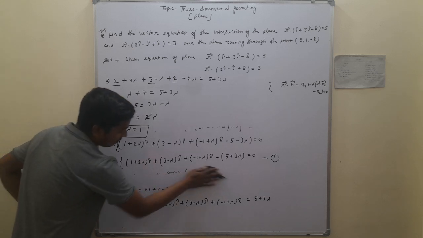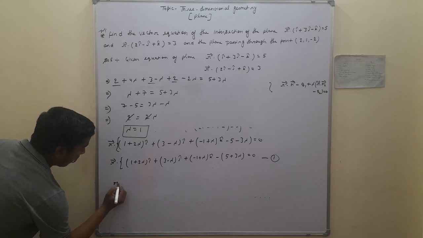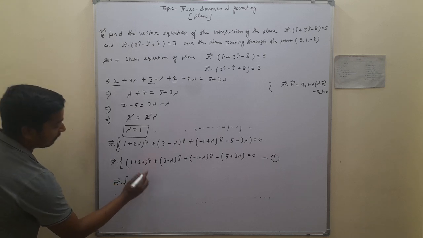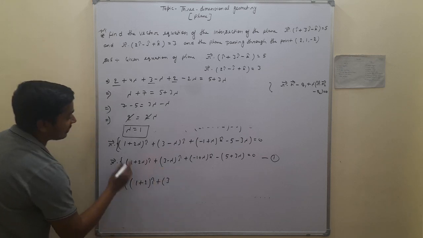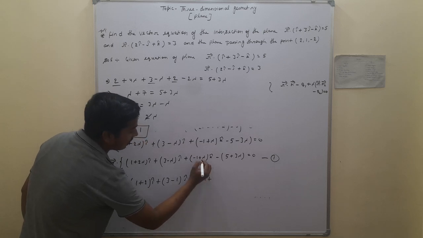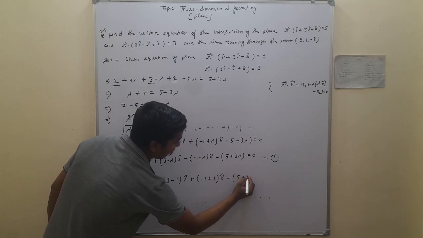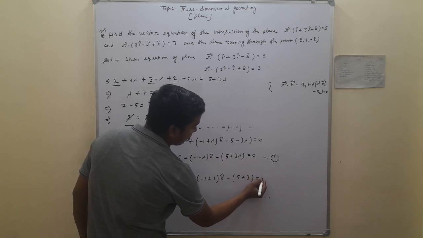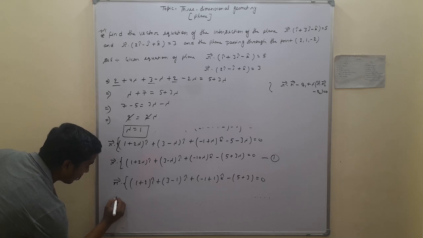We put the value of lambda in equation 1. Putting the value of lambda in equation 1, we get r vector dot (1 plus 1) i cap plus (3 minus 1) j cap plus (minus 1 plus 1) k cap, and this equals minus 5 plus 3 lambda. Here we also put the value of lambda as 1, so we get equal to 0. Further solving, we get the required equation of the plane.